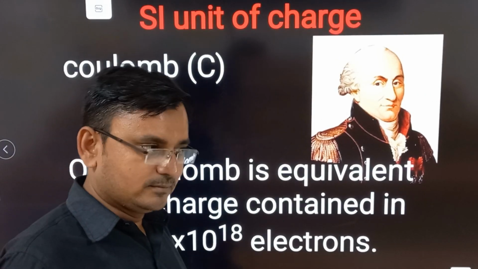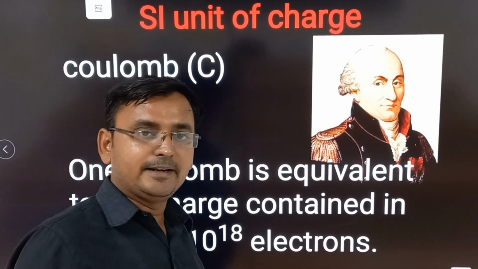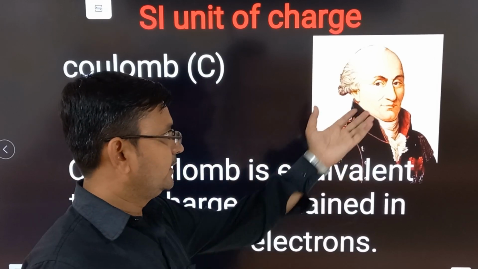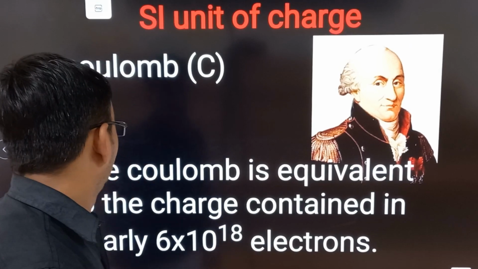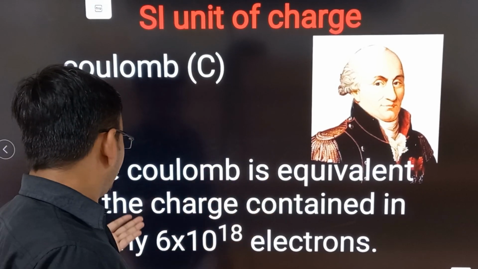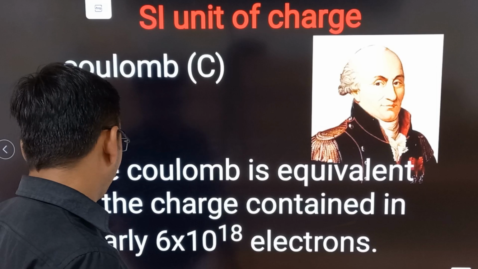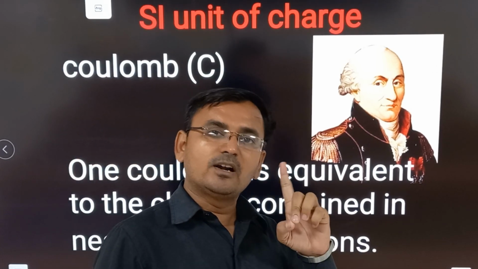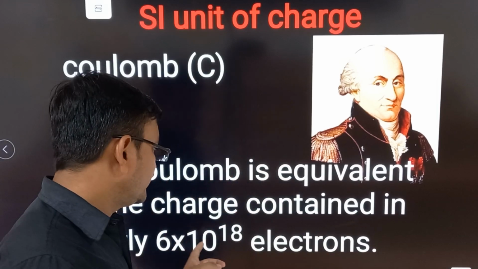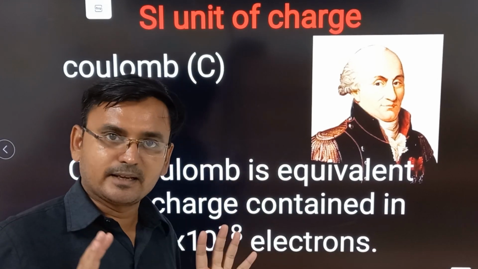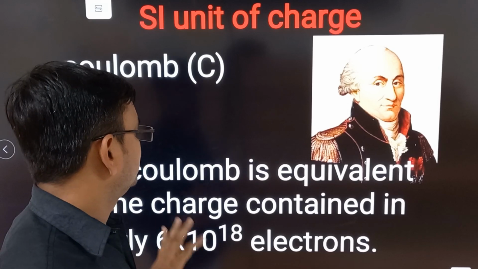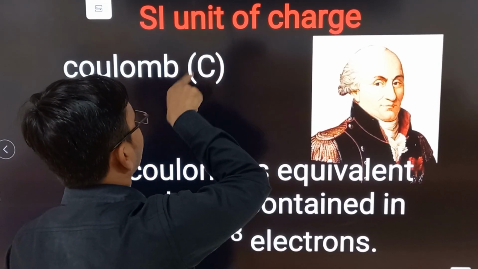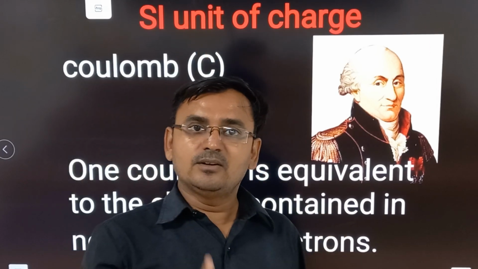SI unit of charge is coulomb, and it is denoted by capital C. He is Mr. Coulomb. 1 coulomb is equivalent to the charge contained in nearly 6 into 10 raised to 18 electrons. It means in 1 coulomb of charge there are 6 into 10 raised to 18 electrons. This way we can define the charge, but you have to keep in mind that SI unit of charge is coulomb.